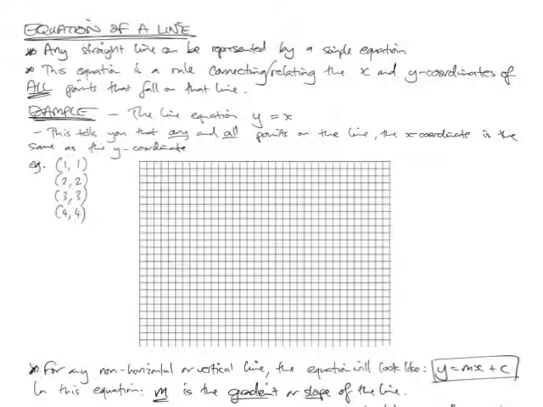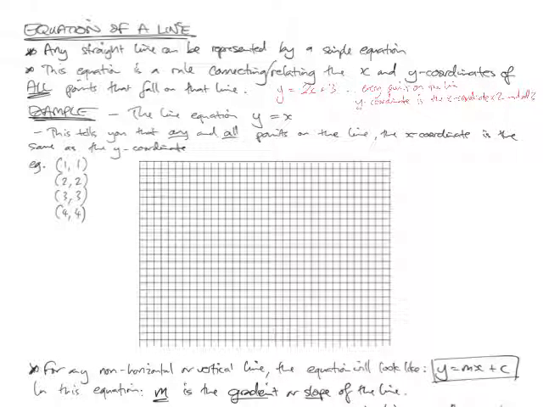For example, this is an example of an equation of a line: y is equal to 2x plus 3. So what is that rule? For every point on the line, the y coordinate of the point is the x coordinate times by 2 and add 3 to whatever that is.